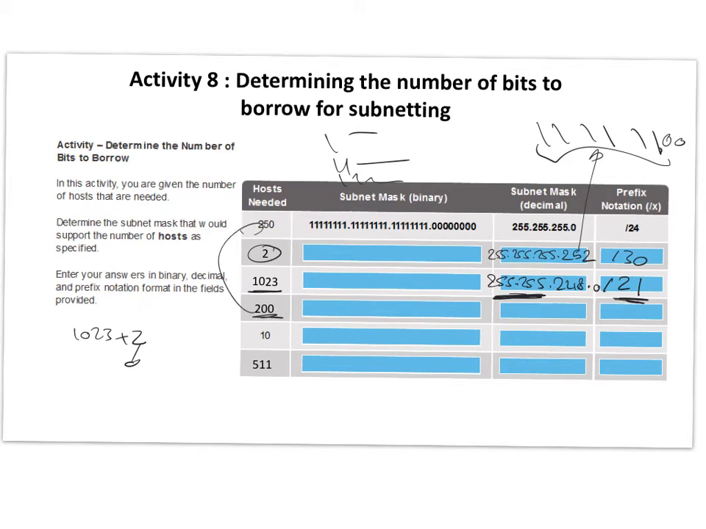The 200 is similar to 250, right? So I will not write this because it's exactly the same. If we have 10 hosts, then we need 12. 3 bits will give us 8, so I have to have 4 bits. So this is /28. So this is 255.255.255.240.